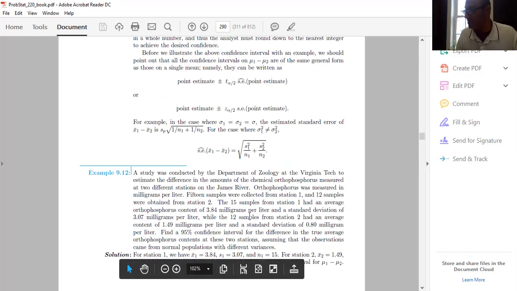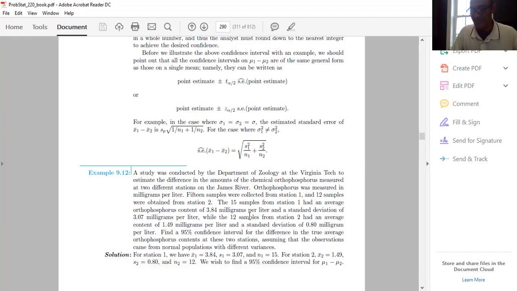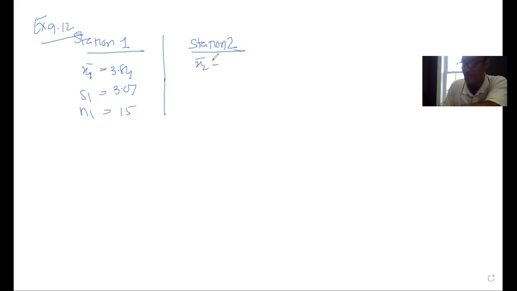Okay, so I have all this data. Let me use this data to get the solution of this problem. Let me stop this book and start sharing my white screen. So, example 9.12, for station 1 and station 2. I have my X1 bar equal to 3.84. I am given S1 equal to 3.07 and N1 equal to 15. For station 2, I am given my X2 bar equal to 1.49, S2 equal to 0.80, and N2 equal to 12.